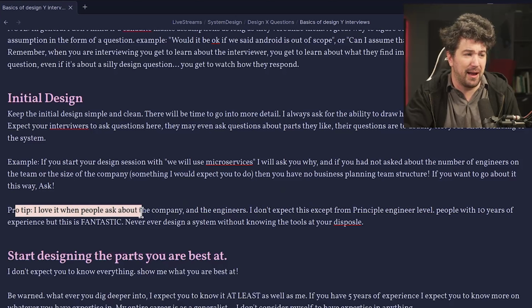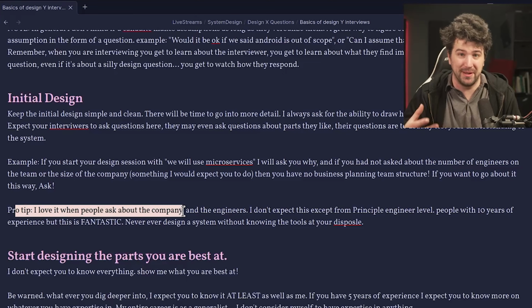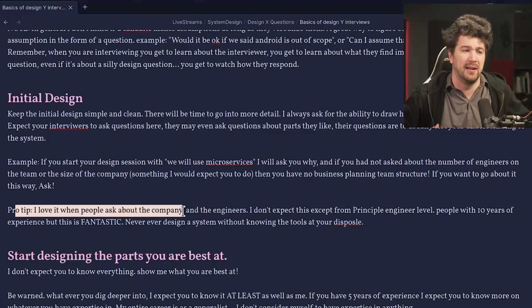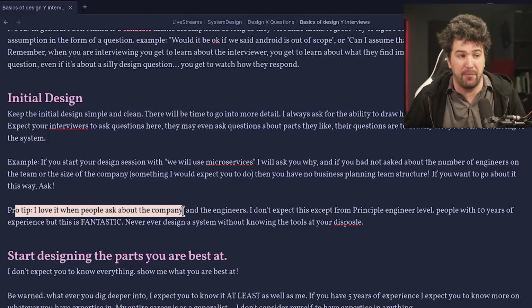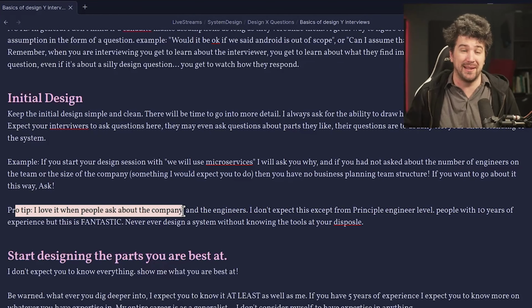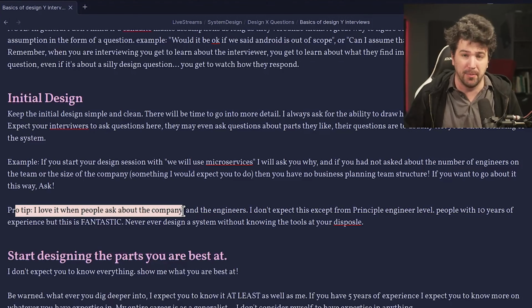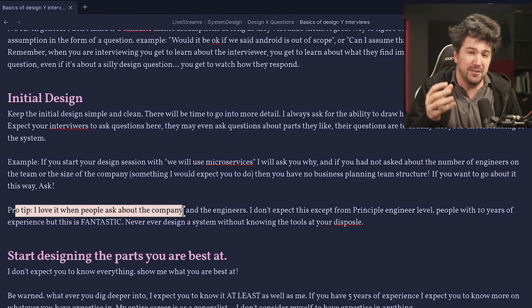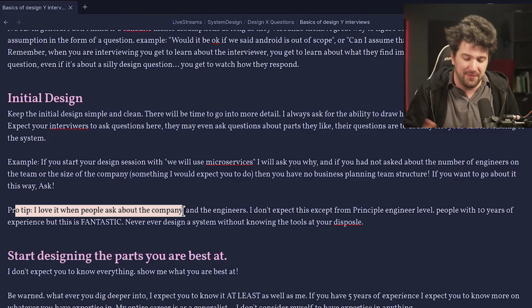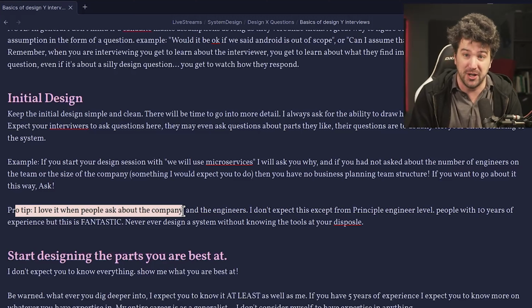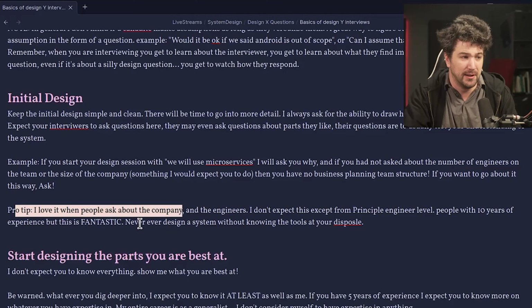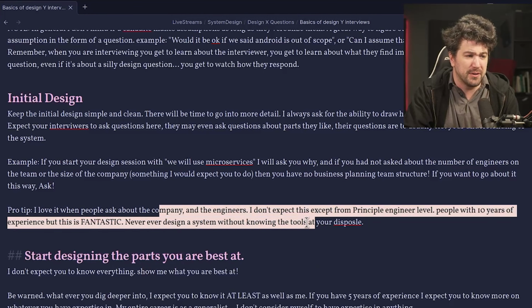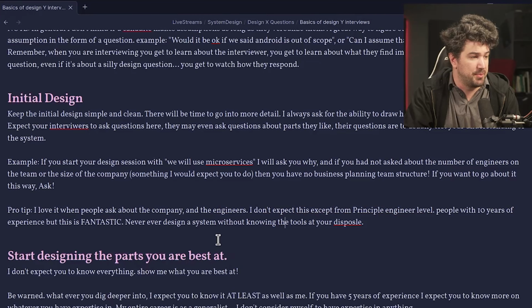So yeah, pro tip, I love it when people ask about the company, this fictitious company that we're building this app for. Absolutely love it, because it means they understand the bigger problem. They're designing something not only to handle the front end use case, but they're handling it for the people that we have. If you said build it in Java, I'd be like, do we have Java engineers? I don't know. Hopefully the answer is no. All right, never design a system without knowing the tools at your disposal.